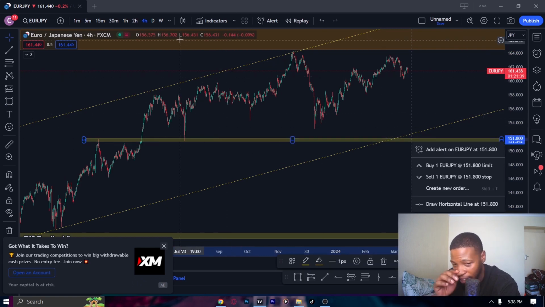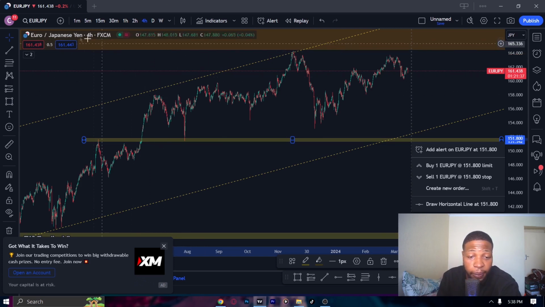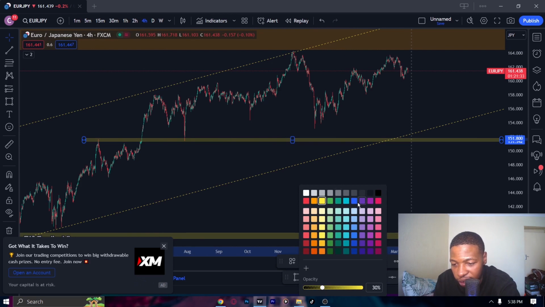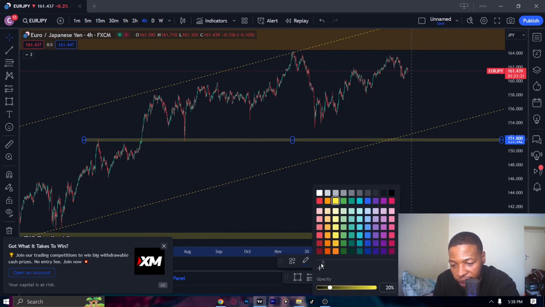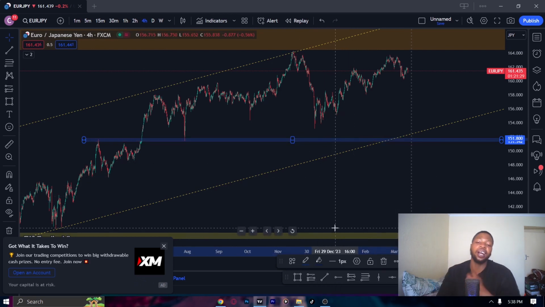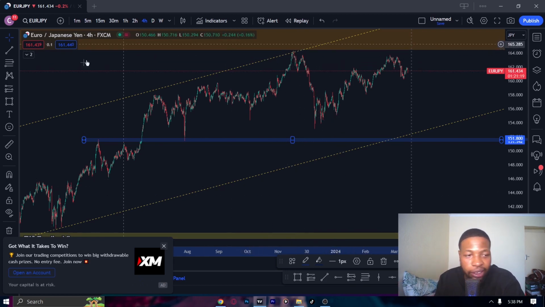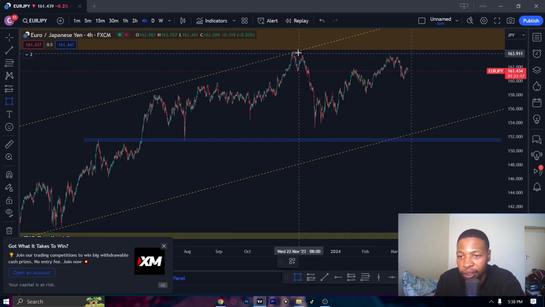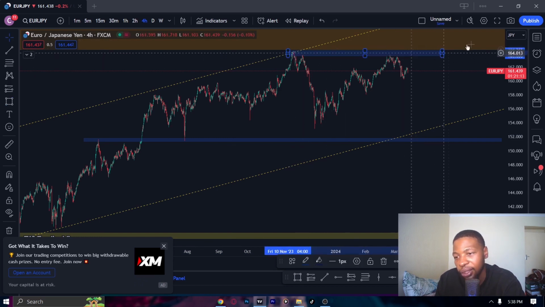So on the 4 hour, I will change my color. As I said, on each and every chart, I change the color that I'm trading with. So on the 4 hour, this is a demand zone. Every time price touches this level, it goes up. So this is our new demand zone. So right now, price did create a little bit of a double top.